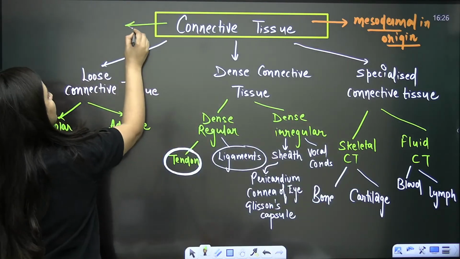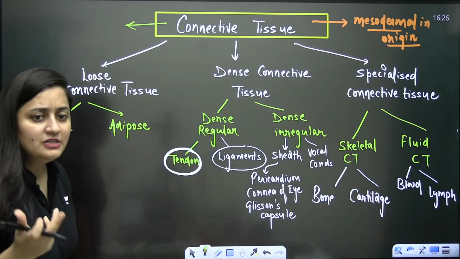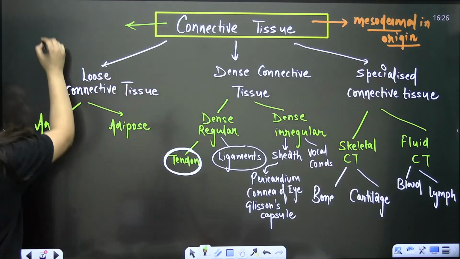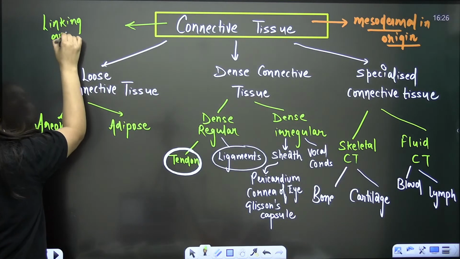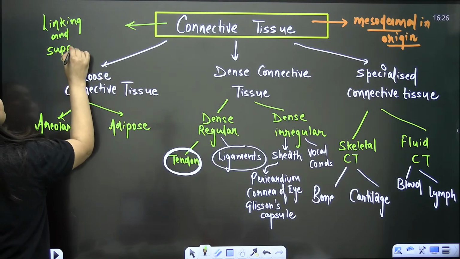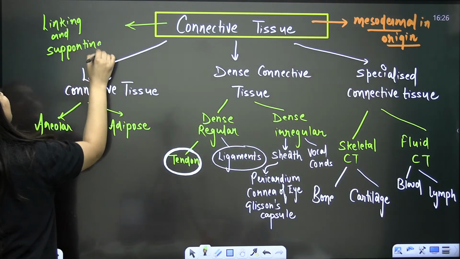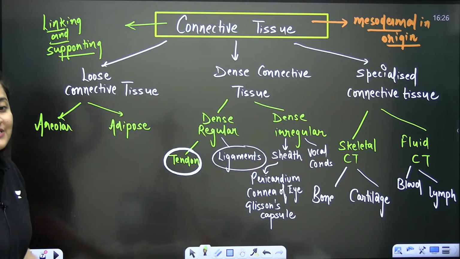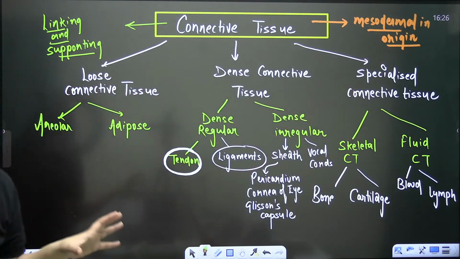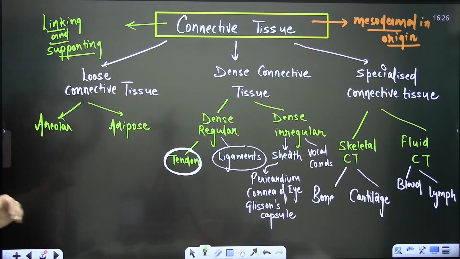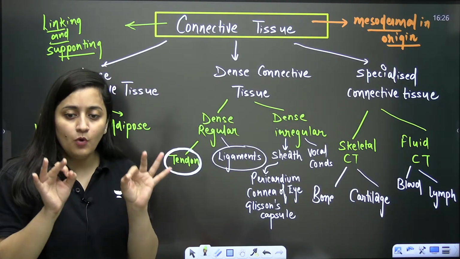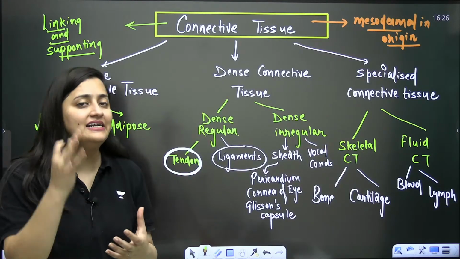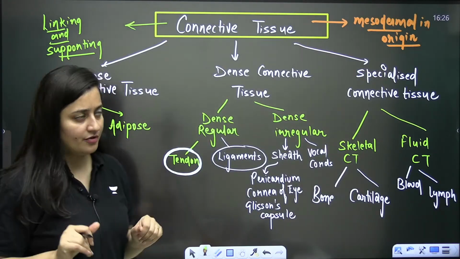Now the connective tissue is made up of mesoderm, of course we know that. So its main function, as I said, is linking and supporting. And this connective tissue is most widely distributed. It is the most abundant and widely distributed tissue in the body. We will read it from NCERT.